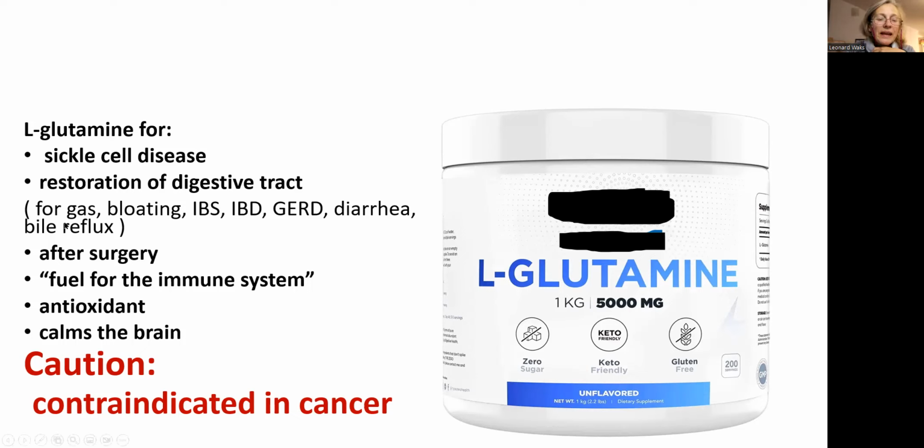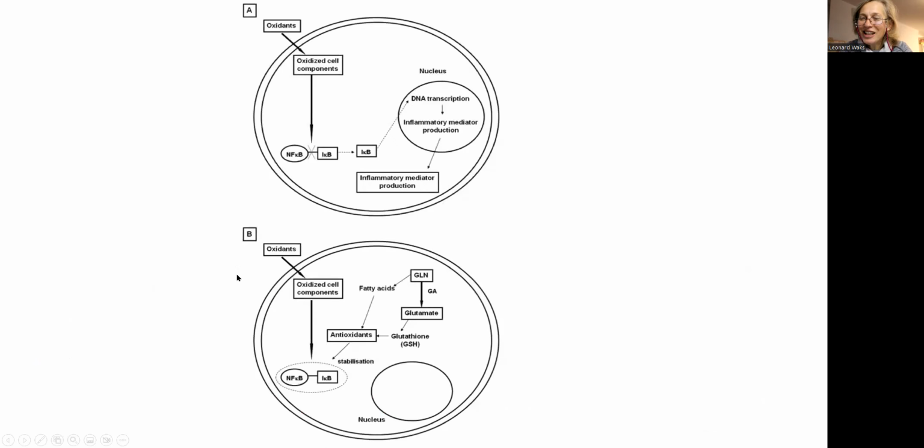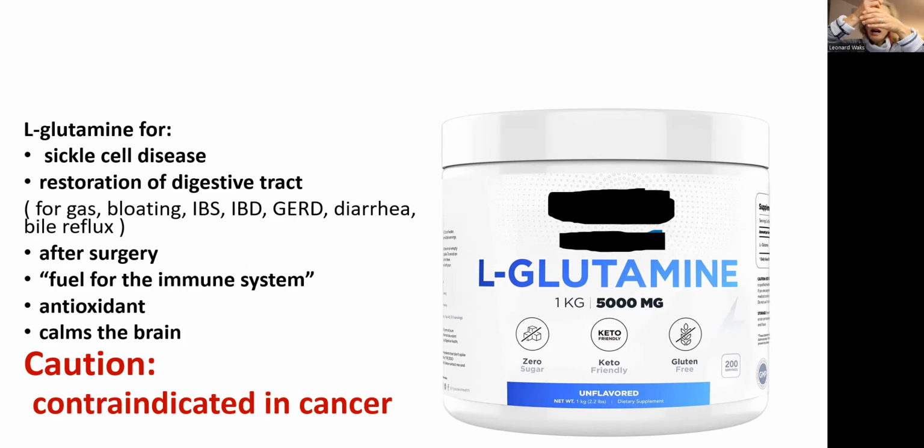Digestive tract: gas, bloating, IBS, IBD, GERD, diarrhea, all of that are symptoms of inflammation. In order to combat it, you take anti-inflammatory substances. Now, bile reflux. Why is it here? Because I talked about GABA, and I said GABA is in the digestive tract, responsible for contraction of the digestive tract. Make sure that everything moves from top to bottom.